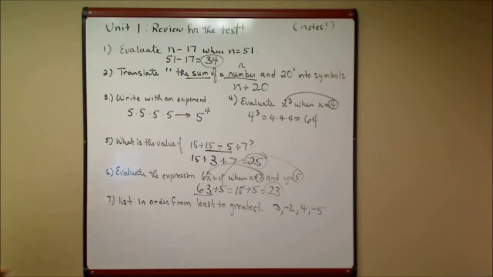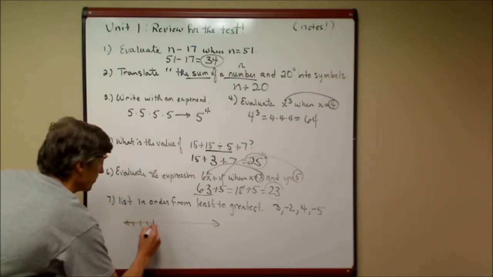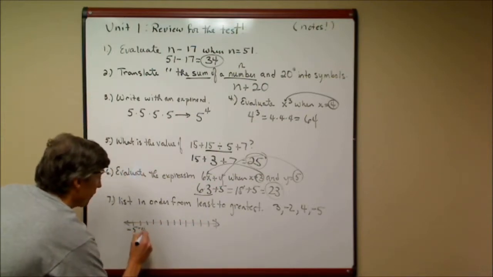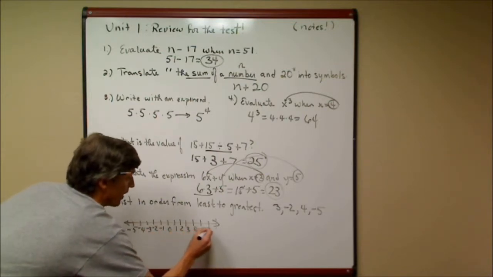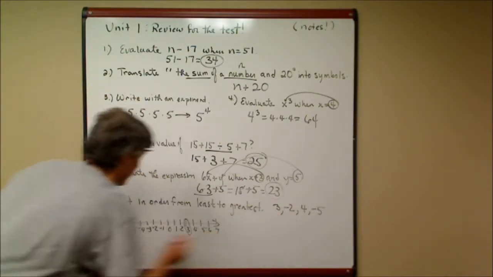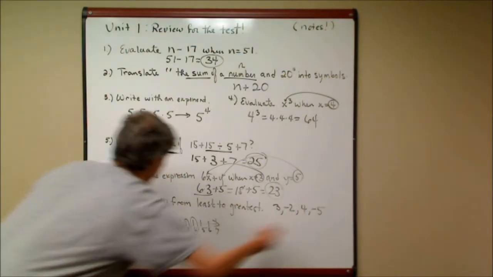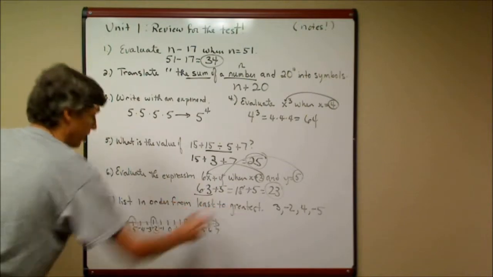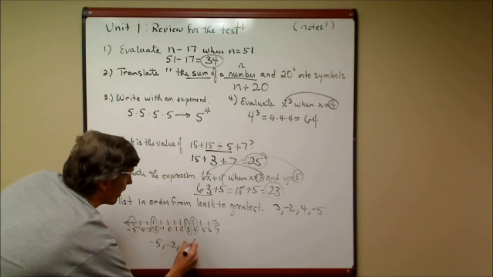List in order from least to greatest. Now, if it'll help you, draw your number line out. -5, -4, -3, -2, -1, 0, 1, 2, 3, 4, 5, 6, 7. We have 3, we have -2, we have 4, and we have -5. So you can see them in order from left to right, from least to greatest, would be -5, -2, 3, and 4.